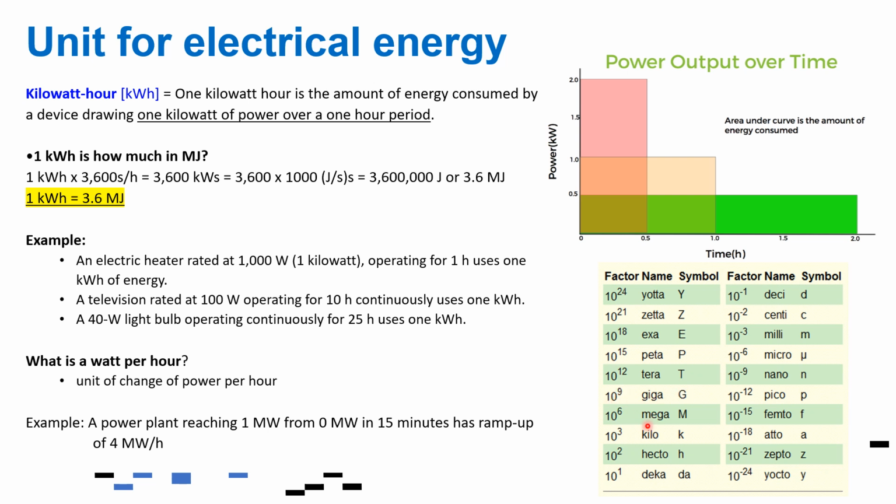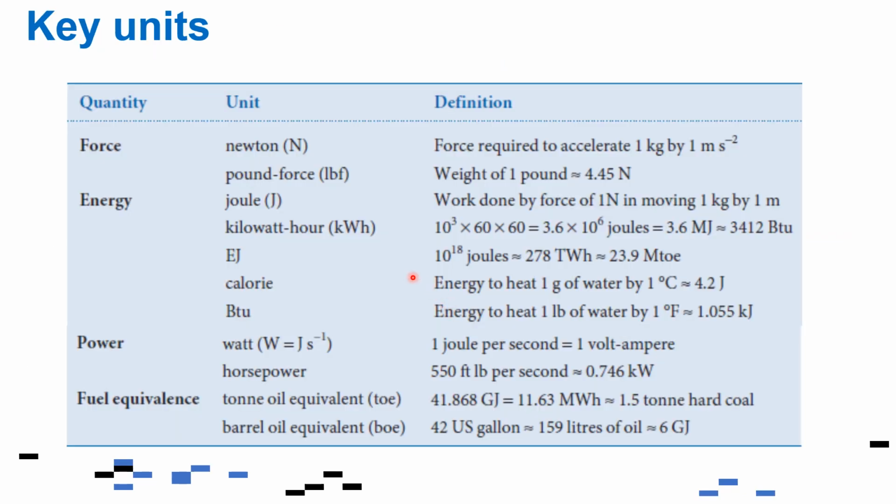Giga is 10 to the 9, 10 to the 6 is mega. Most of the energy and power are in this range here because they are big amounts. These ones are not very useful at this point because they are just very, very little amounts. So these are what we use in energy calculations. Of course, this is just a summary of the different units that we will use in our discussions here.